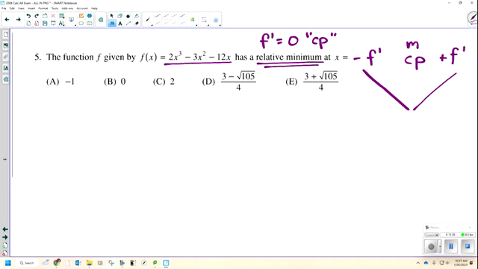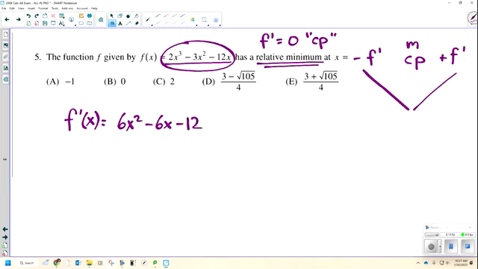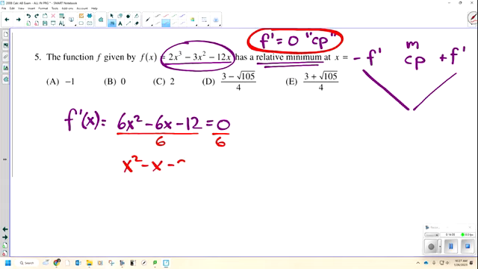So I need to find the first derivative of f of x. Basic power rule. 6x squared minus 6x minus 12. Let's set that derivative equal to 0 because now we're going to find the critical point. All right? Well, let's divide both sides by 6. Let's get rid of that 6. So I now have x squared minus x minus 2 equals 0.